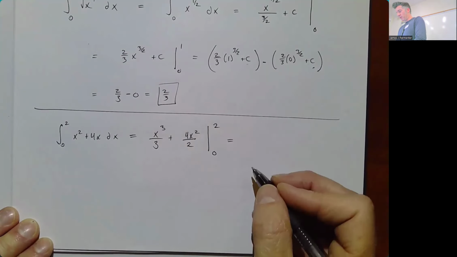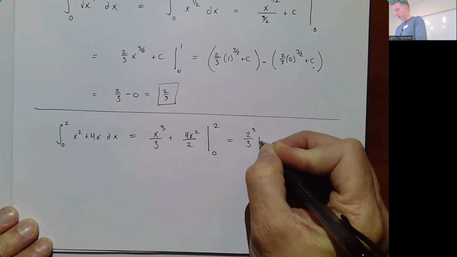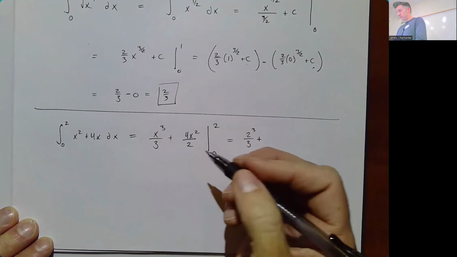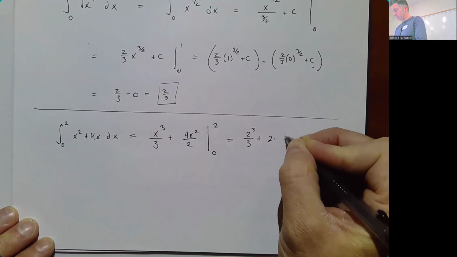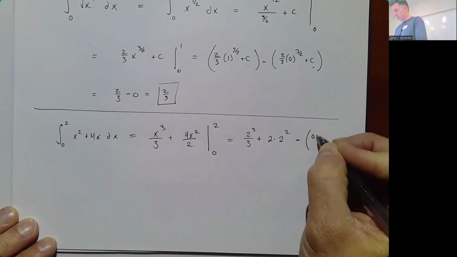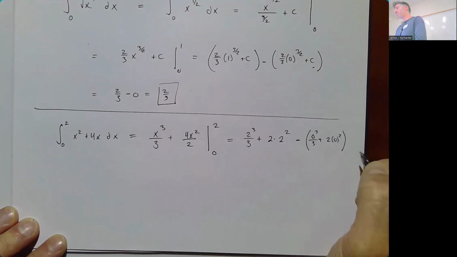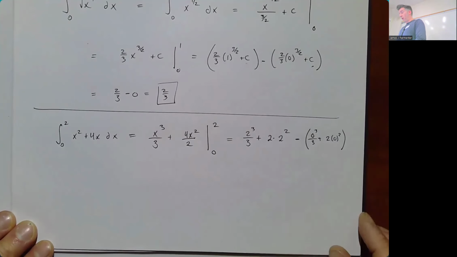We're going to plug in. So I'm going to plug in 2, and I'm going to get 2 cubed over 3 plus 4 divided by 2, which is 2. So I'm going to get 2 times 2 squared minus 0 cubed over 3 plus 2 times 0 squared.